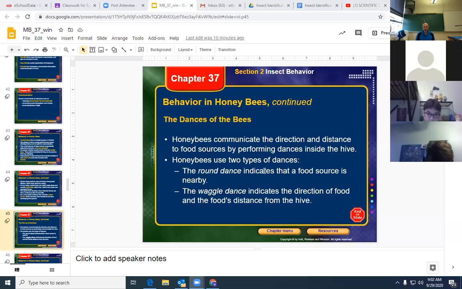So make sure you know, round dance, nearby. Hey, look at me, there's a lot of food. The waggle dance does the direction and the distance. So the waggle dance is more important. Remember, the round dance is kind of to get attention. This one tells you what direction to fly and how far to fly. Very complicated.